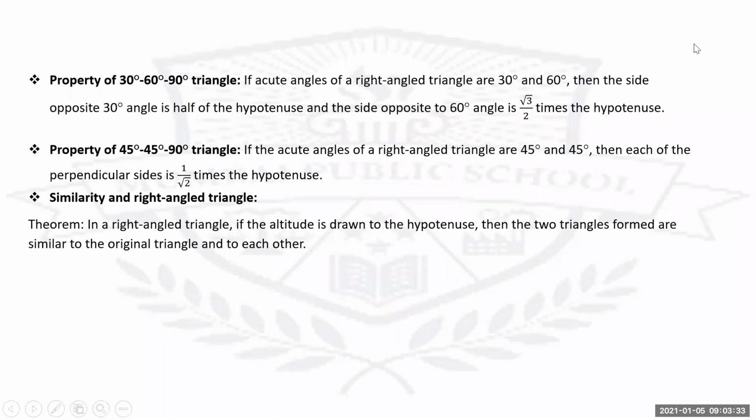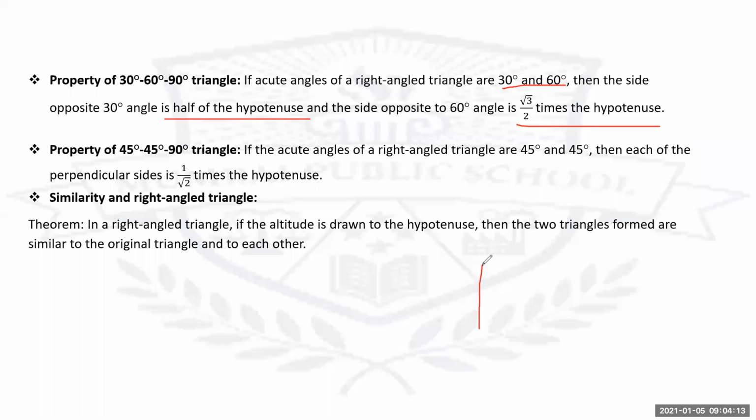Now, very important properties. You have studied this last year. You had the proof of this also in the 9th standard textbook. Understand? We are not going to go into much more detail with this. The first property is the 30, 60, 90 triangle. If the acute angles of the right angle triangle are 30 degrees and 60 degrees, then the side opposite to 30 degrees is half the hypotenuse, and the side opposite to 60 degrees is root 3 by 2 times the hypotenuse.